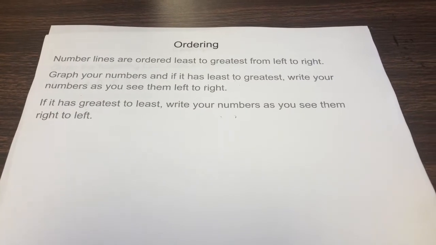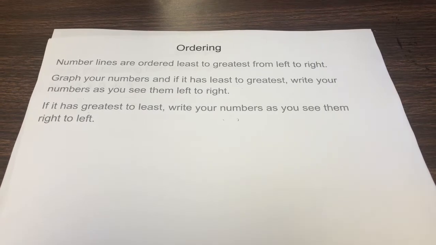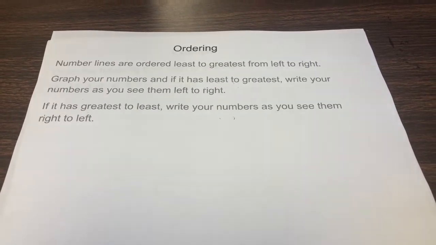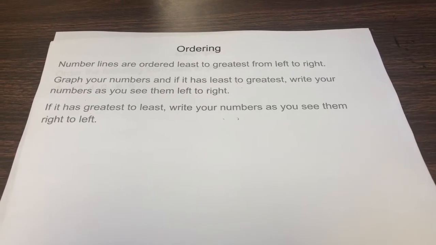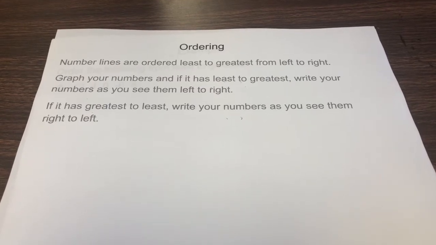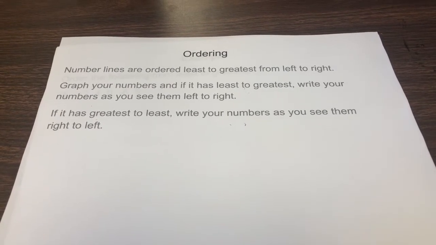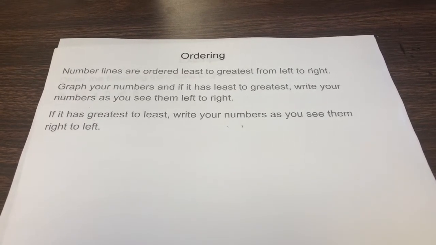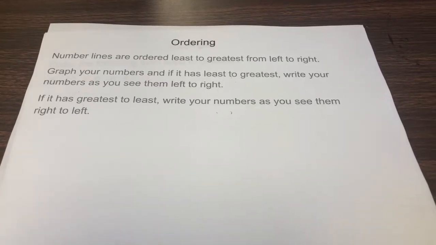Now let's look at ordering. Number lines are ordered least to greatest from left to right. Graph your numbers, and if your question talks about being least to greatest, write your numbers as you see them on the number line, left to right. If it has greatest to least, write your numbers as you see them right to left. This is huge, looking at those questions, looking to see, do they want least to greatest, do they want greatest to least, because that will determine how you list your numbers.